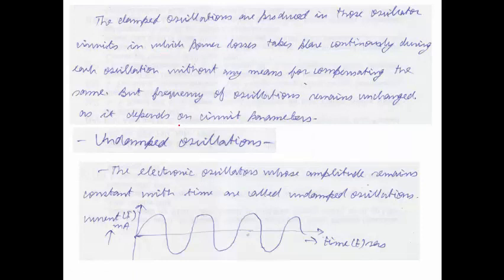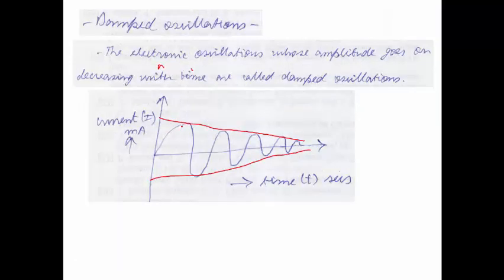Damped oscillations are produced in those oscillator circuits in which power loss takes place continuously during each oscillation without any means to compensate for it. Casually, let's say if you want to use an LC oscillator or an RC oscillator, we naturally consume energy in both types of cases. Unless we have some way to preserve or revert that consumed energy, the oscillations are going to be damped in the long run.